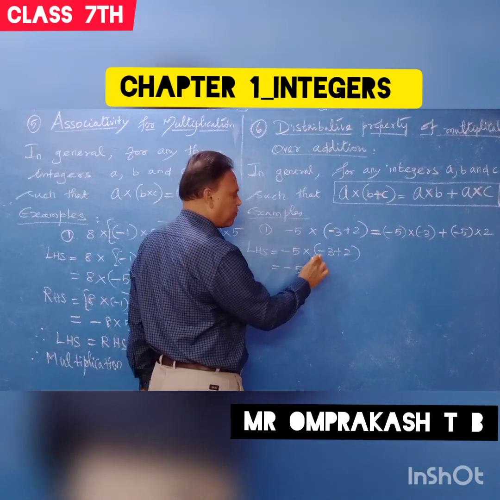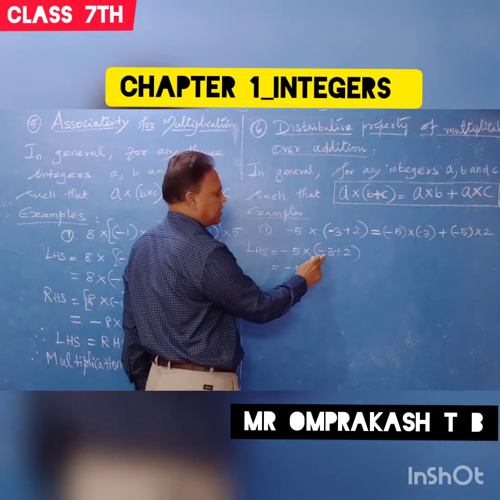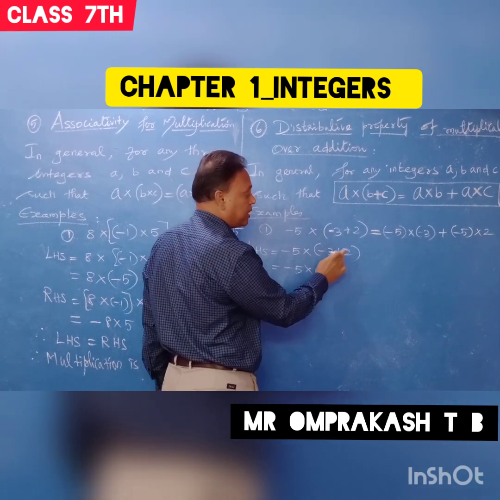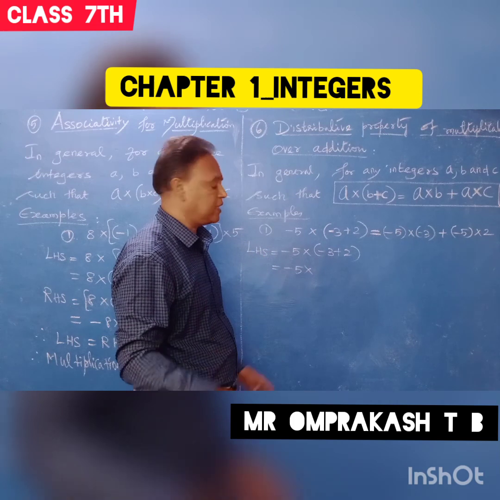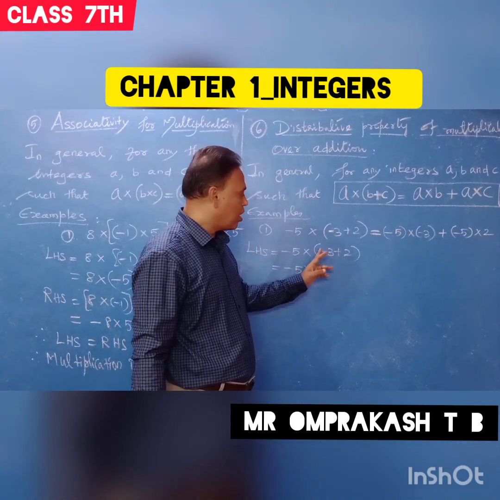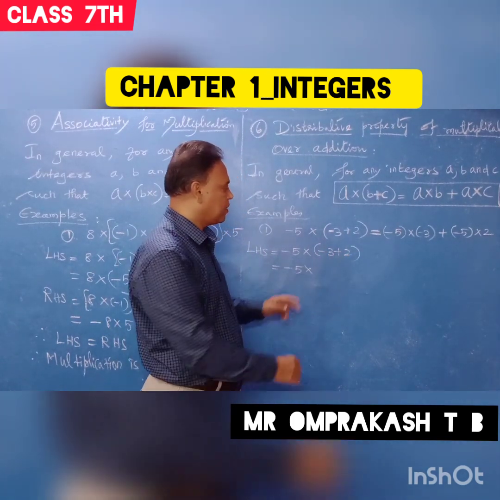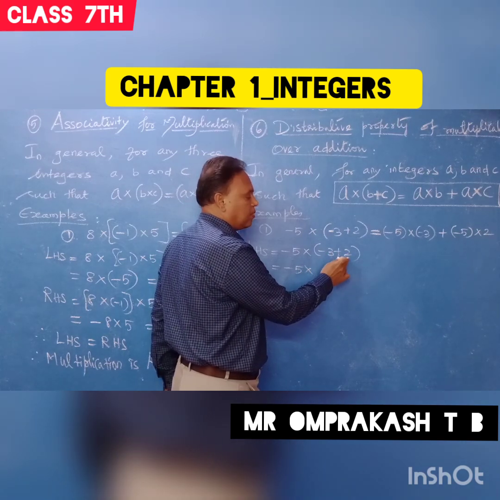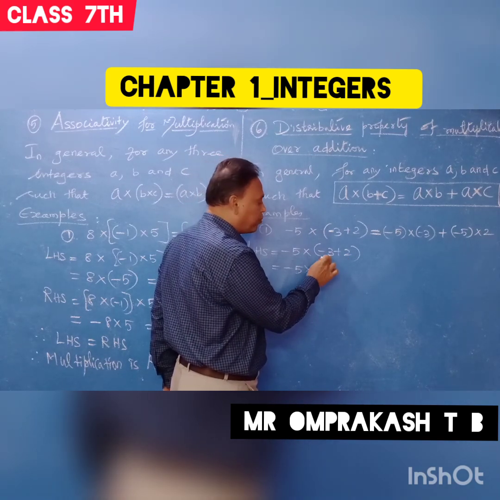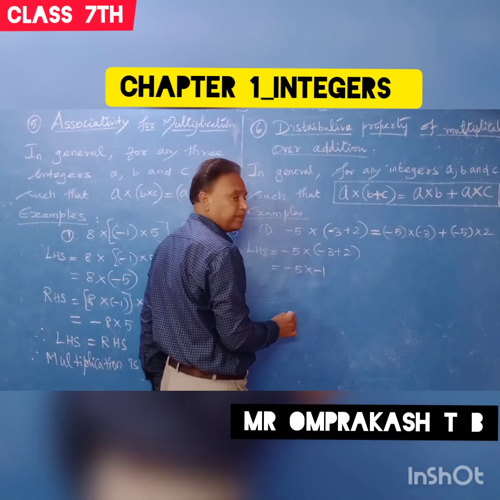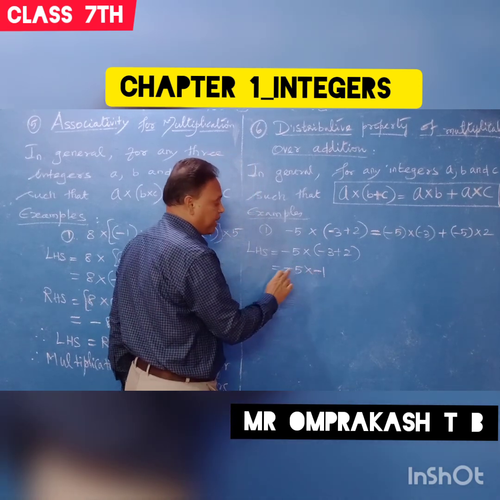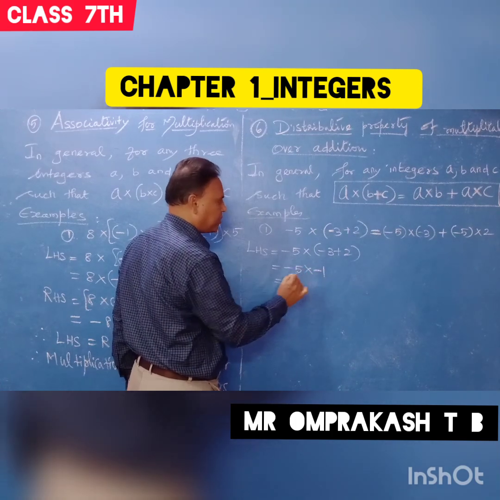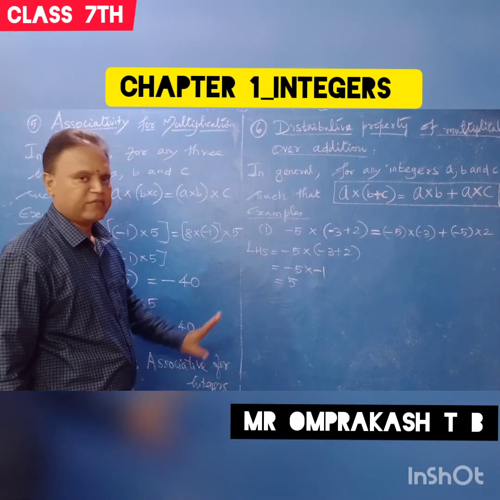So already I told you, first simplify the bracket. Minus 3 plus 2 is how much? You should not get any confusion. Here the plus symbol is there, so minus and plus means you have to subtract, 3 minus 2 is 1, but put the sign of the biggest number, that is minus 1. Now multiplication, minus into minus is plus, so 5 into 1 is 5. That is right, the left hand side is 5.